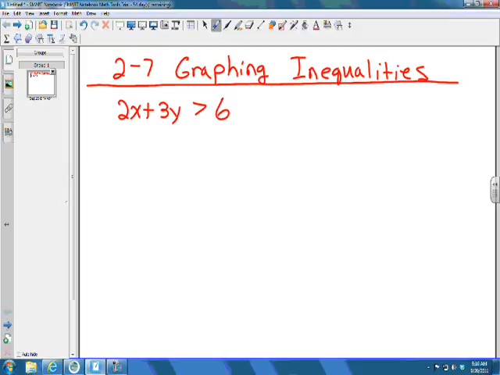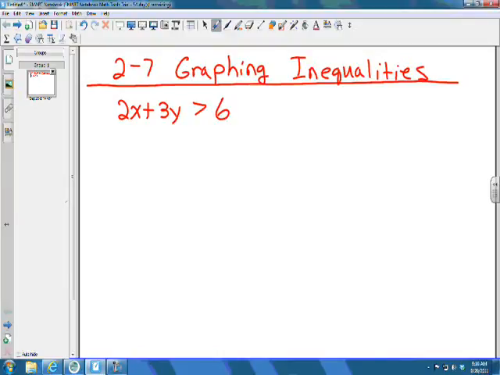Until you get ready to shade one side or the other of your line, the greater than really doesn't mean anything. You treat that just like an equal sign. What you need to do is solve that equation for y, get it in slope-intercept form, and then graph the line. That's the first thing you're going to do on all the problems.